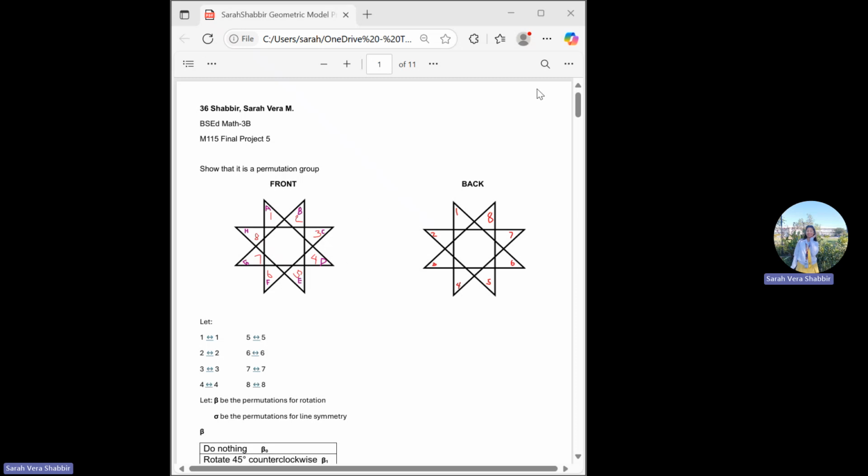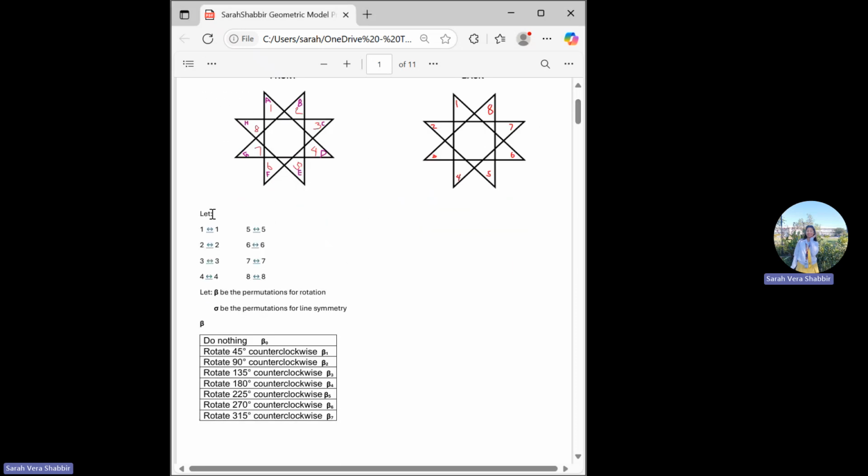And as we can see here, we need to let 1 be equal to 1, and so on and so forth. Let beta be the permutations for rotation and sigma be the permutations for line symmetry. So each symmetry of the prism can be expressed as a permutation, that is, a rearrangement of the points, and we define them just like what I've said, the beta and the sigma.